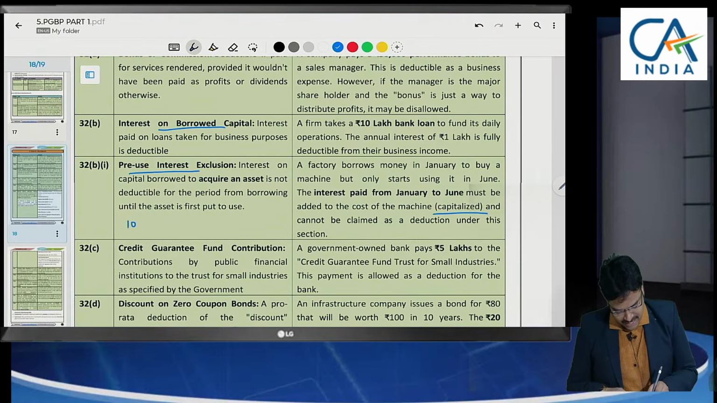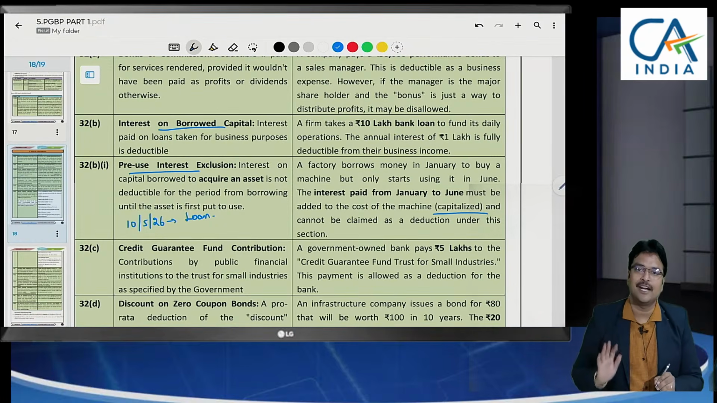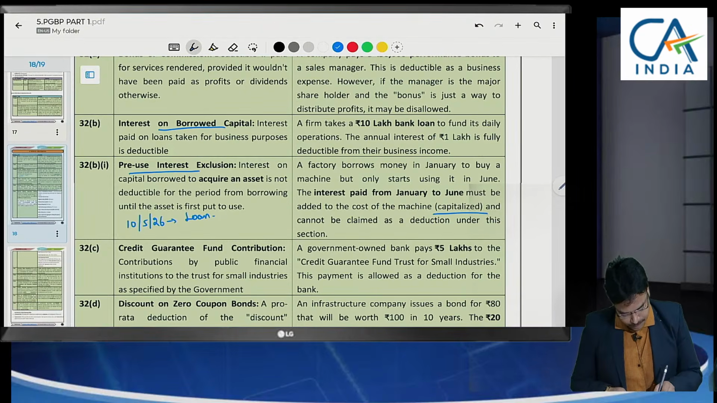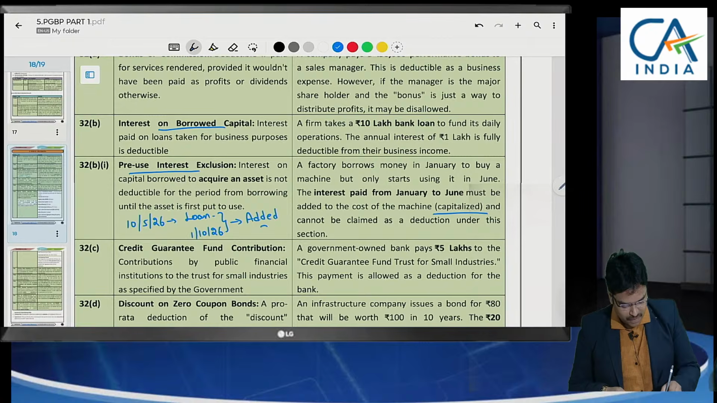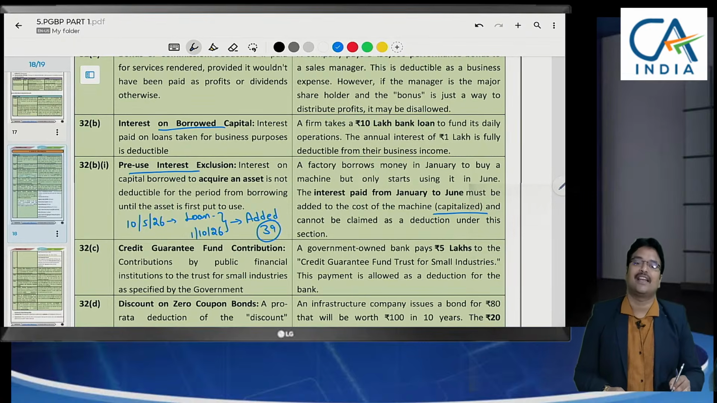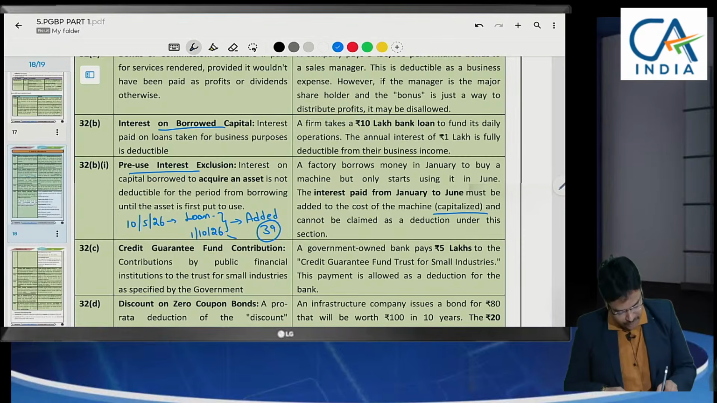If I am purchasing the asset on 10/5/2026 on obtaining a term loan from the bank, but the asset is not ready to use. Now it is ready to use, but we started using from 1st October 2026. The interest cost incurred during this period has to be added to the asset for determining actual cost under section 39. And interest cost from 1st October to 31st March, you can claim as revenue expenditure. You can debit it to the P&L account.